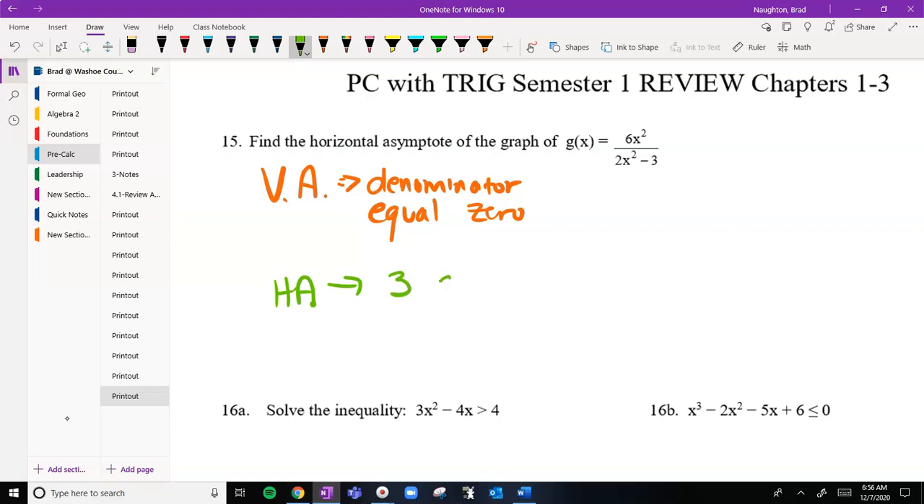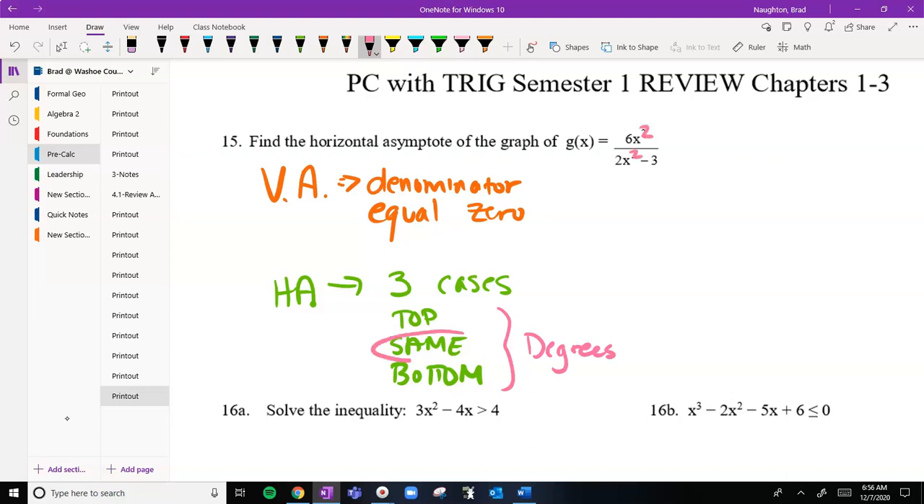So ladies and gents, there were 3 cases for our horizontal asymptotes. There was top heavy, when they were the same, and then bottom heavy. And that was all basically your degrees. So in this case, we are the same because it's an x squared on top and an x squared on the bottom. So they have the same degree. When they are the same degree, your horizontal asymptote is you're going to take your leading coefficients and reduce. My leading coefficient on the top is a 6. Leading coefficient on the bottom is a 2. Reduce that, I'm going to get a 3.